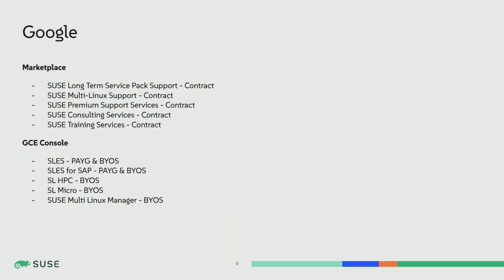And then we have Google, where in the marketplace we currently have only contract listings. And then through the Google Compute Engine console, you find SLES, SUSE Linux Enterprise Server for SAP, HPC and Micro as BYOS, and SUSE Multi-Linux Manager as BYOS. So that's where we are at present. And this is where you find the listings.